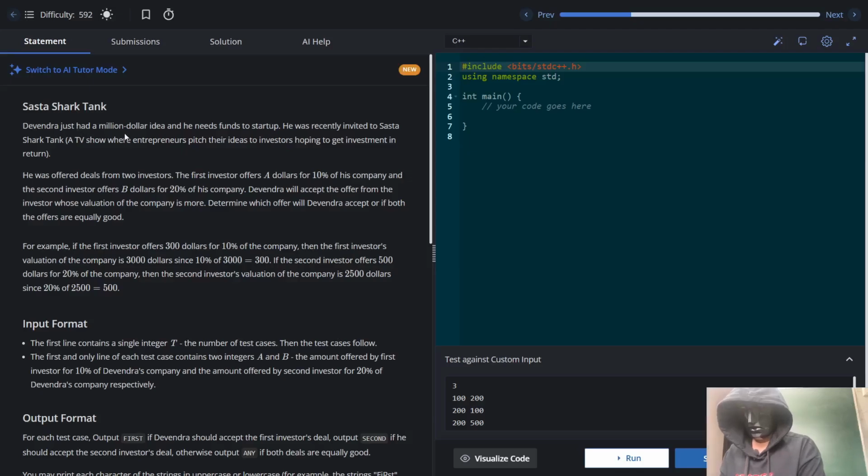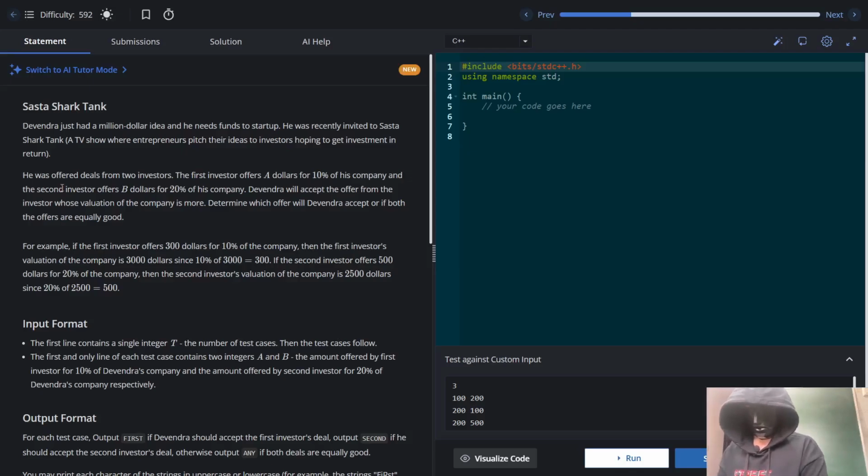Now coming to the problem, Devendra, oh nice name. Devendra just had a $1 million idea, and he needs funds to start up. He was recently invited to Shark Tank, a TV show where entrepreneurs pitch their ideas to investors, hoping to get investment in return.